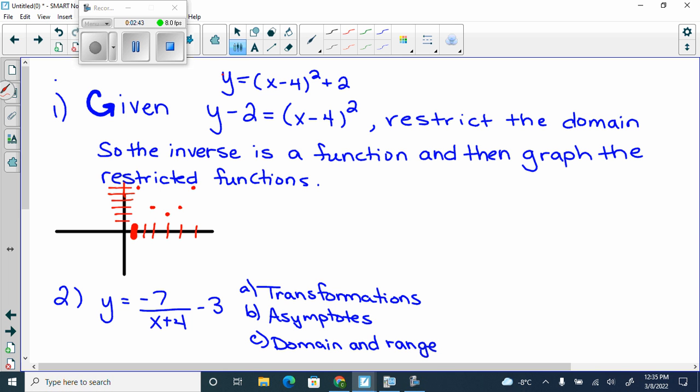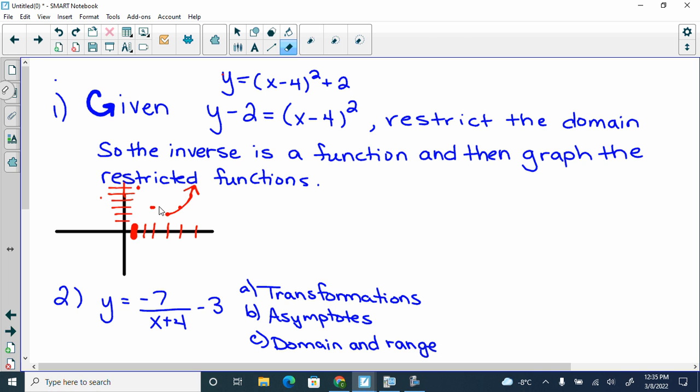However, I want you to restrict the domain so that the inverse is a function. If I drew a horizontal line through this function, would it pass it? No. And if it doesn't pass the horizontal line test, the inverse won't pass the vertical, so the inverse isn't a function. So I want to get rid of one of the arms. I'm going to keep this one because I feel like it. You could have kept the other one. It's totally fine. Just that if you keep the other arm, you have to make sure you actually draw the graph that goes with it.